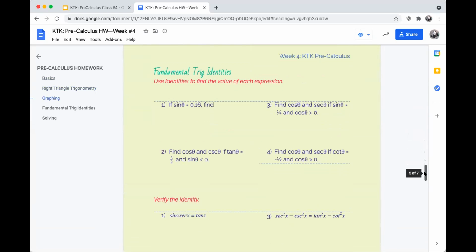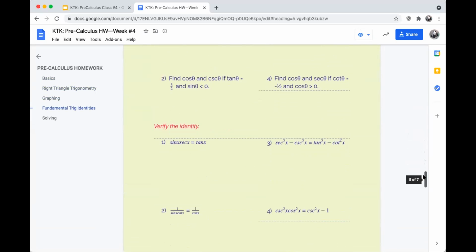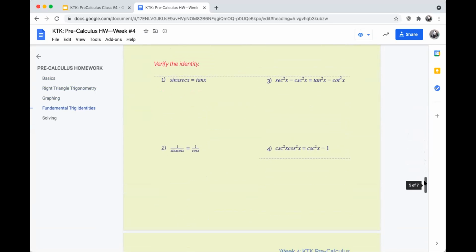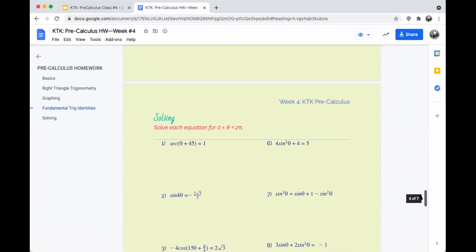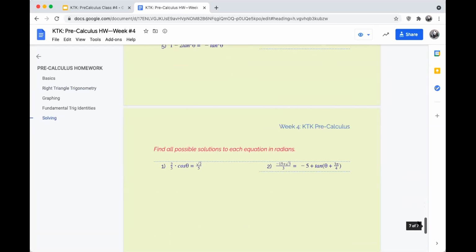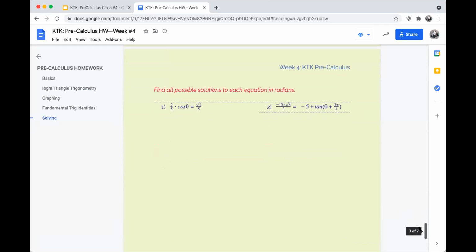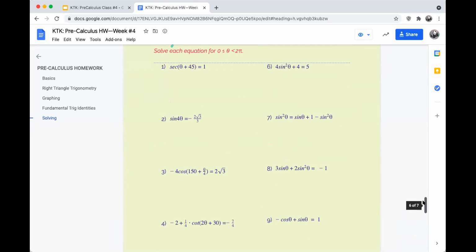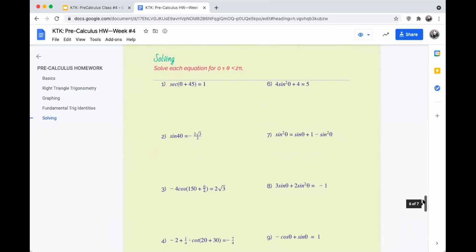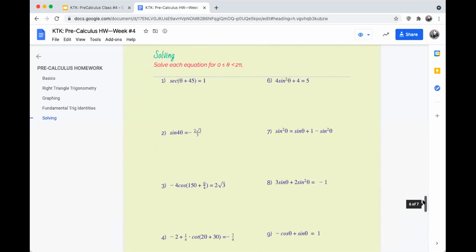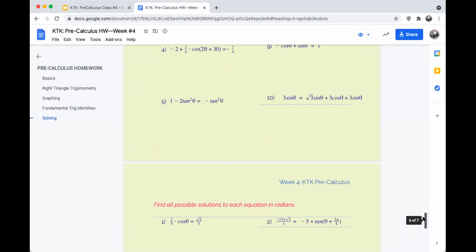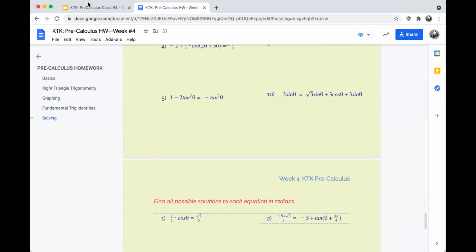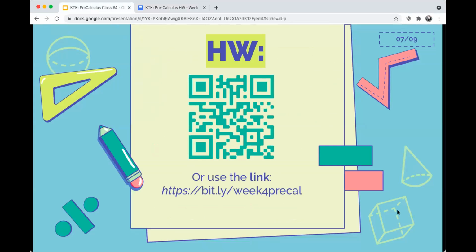You've got fundamental trigonometric identities, and you use the identities to find the value of each expression. Verifying the identities, and these are just very, very simple identities to verify. It's nothing super complicated. And you've got about 10 problems to solve, and two more. These two, I believe, are in the domain of 0 less than or equal to theta less than 2 pi. And this one is just all possible solutions. So that's what we have for the homework today.